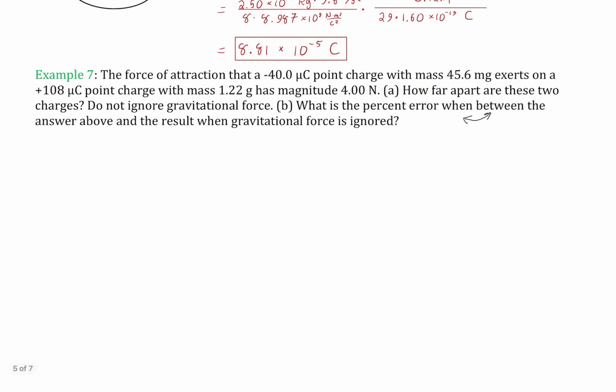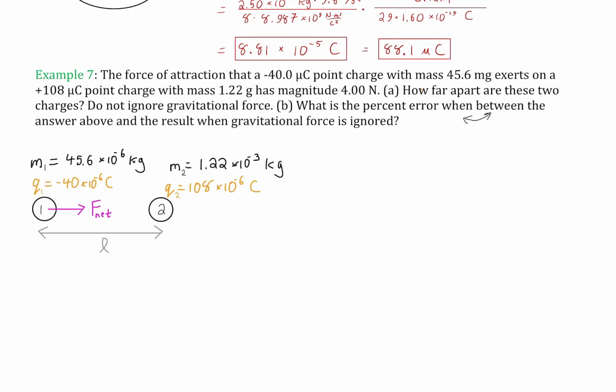So, example 7: the force of attraction that a negative 40 microcoulomb point charge with a mass of 45.6 milligrams exerts on a 108 microcoulomb point charge with a mass of 1.22 grams has a magnitude of 4 newtons. Oh, we've seen this before, right? How far apart are these two charges? Do not ignore gravitational force. Oh, okay, so in this case, we'll go ahead and work this out.